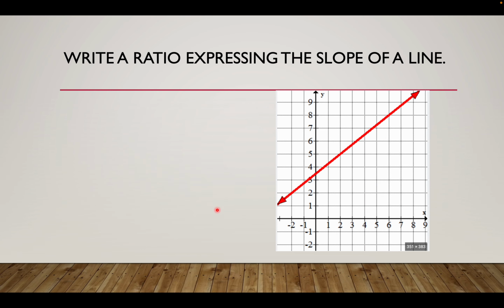Write a ratio expressing the slope of a line. Well, we need to be reminded of one thing. What is slope? Slope is rise over run, the change in y divided by the change in x. So when we go along this line, we want to find points that appear on this line. Now this line is made up of millions and millions of points. However, the points where they cross the grid are whole number points. Those are the ones we're interested in.